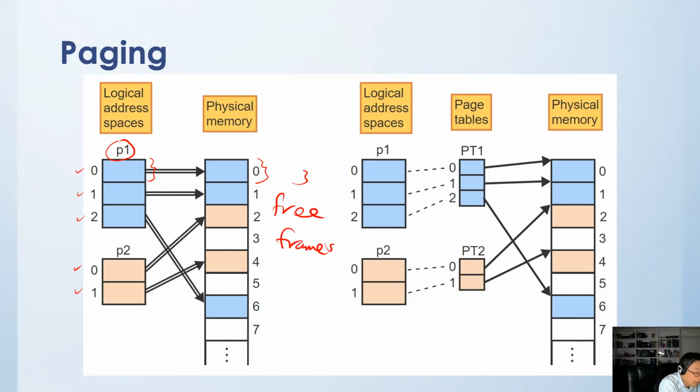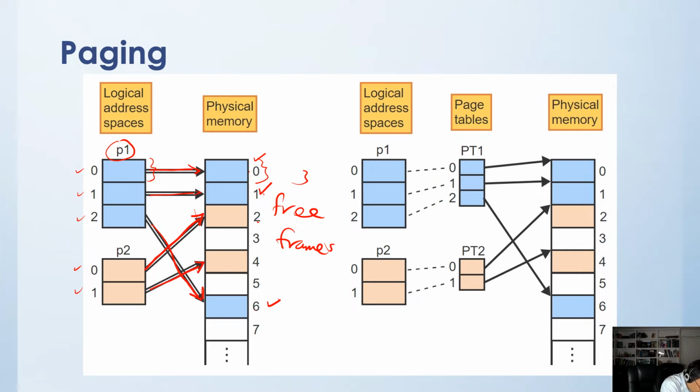Okay. And then I find out friend number 0 is free, friend number 1 is free, and friend number 6 is free. So I load page number 0 to friend number 0, load page number 1 to friend number 1, and friend number 2 is not available. So I then find out friend number 6 is available, so I load page number 2 to friend number 6. Now for process 2, I load page number 0 to friend number 2, and page number 1 to friend number 4.